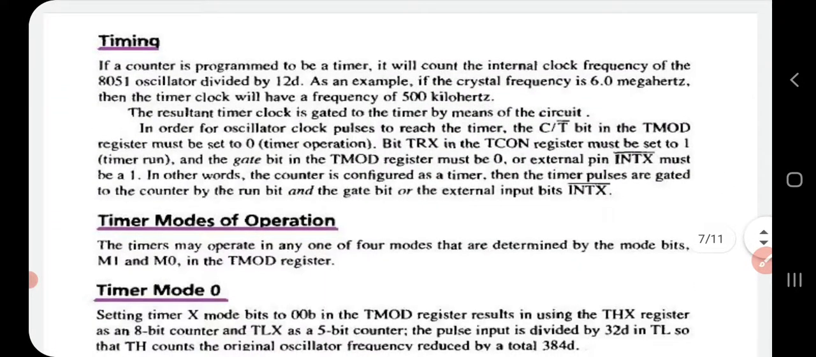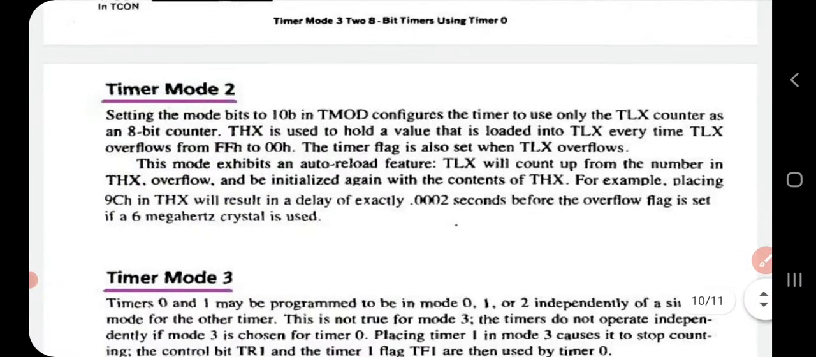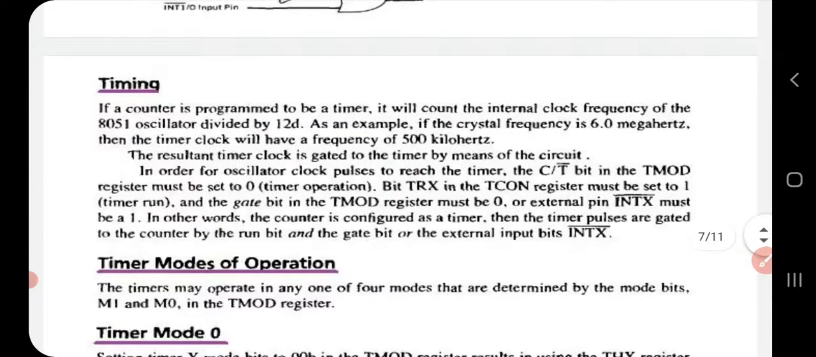Next is about timing and the various modes of timing. There are timer mode 0, timer mode 1, timer mode 2. So first of all, let us see what timing is.